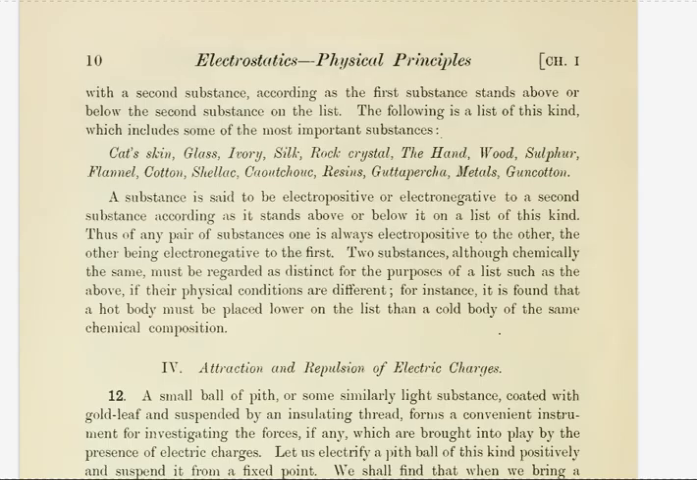Two substances, although chemically the same, must be regarded as distinct for the purposes of a list such as the above, if their physical conditions are different. For instance, it is found that a hot body must be placed lower on the list than a cold body of the same chemical composition. 4. Attraction and repulsion of electric charges.